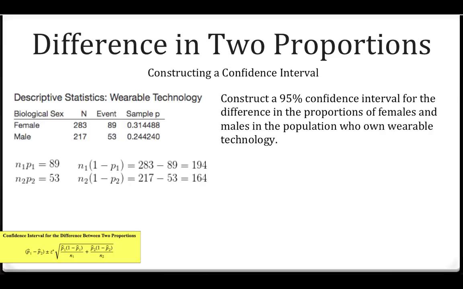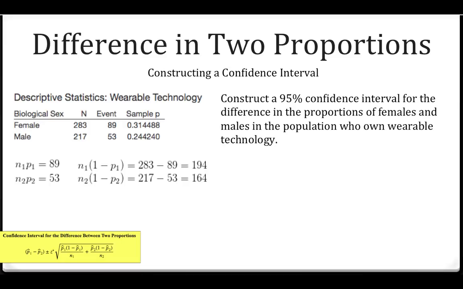First, we need to check the assumption to make sure that we can use the normal approximation method. For confidence interval, in order to use the normal approximation method, n times p and n times 1 minus p in both groups must be greater than or equal to 10. In other words, there needs to be at least 10 successes and at least 10 failures in each group.